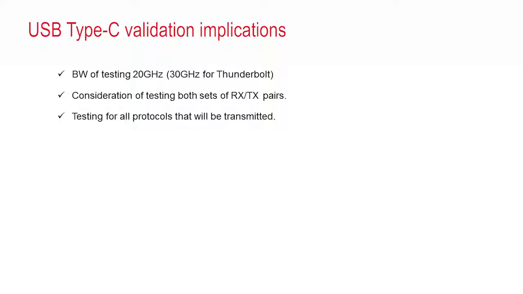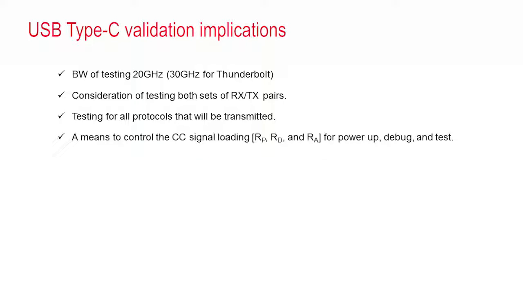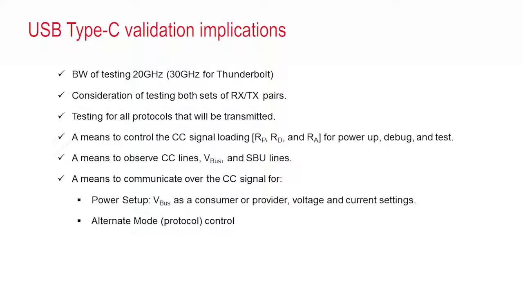When you are powering up the device, initially, you'll need a means to control the CC signal through the RP, RD, and the RA terminations. And this helps in debug and is also useful in test for control of the ports. You'll need a means to observe the CC lines, V-bus, and the SBU lines if you are using an alternate mode. You also need a means to communicate over the CC line the requirements of power in the link.